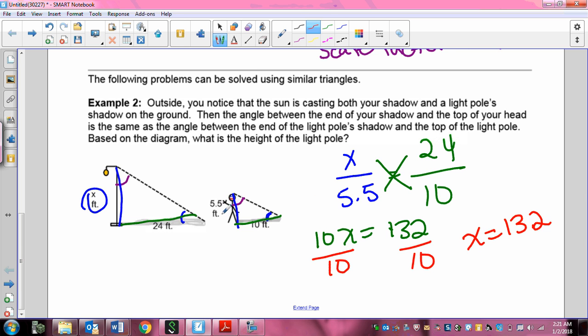And we need our units. Our unit in this case is feet. 13.2 feet. There's other ways you could have set this up, but this is the way I chose. So if you think that there's a better way and you get the same answer, I think that's okay.